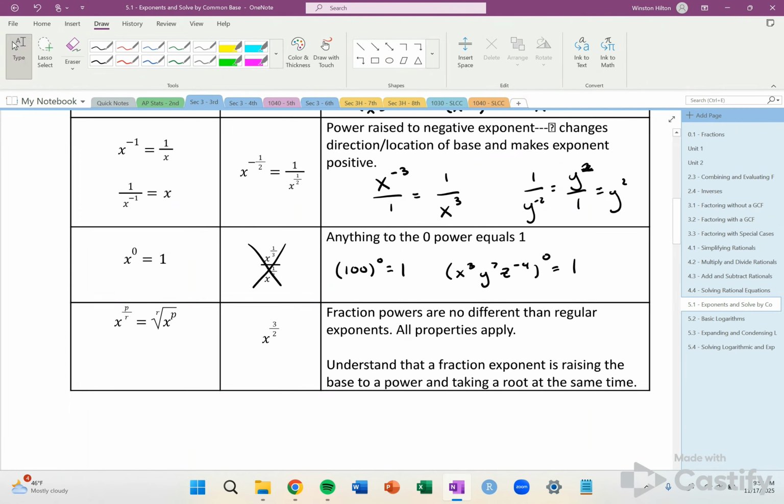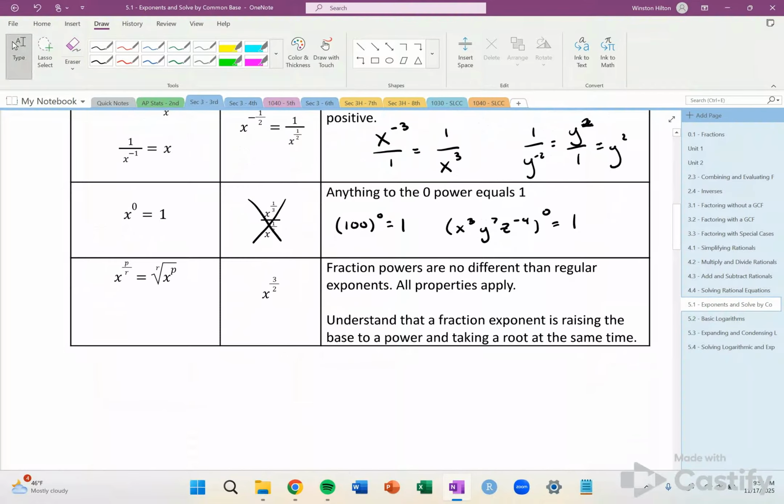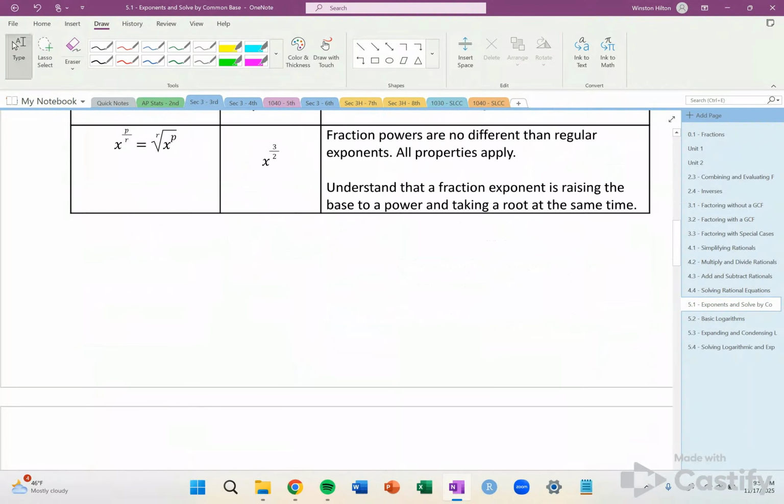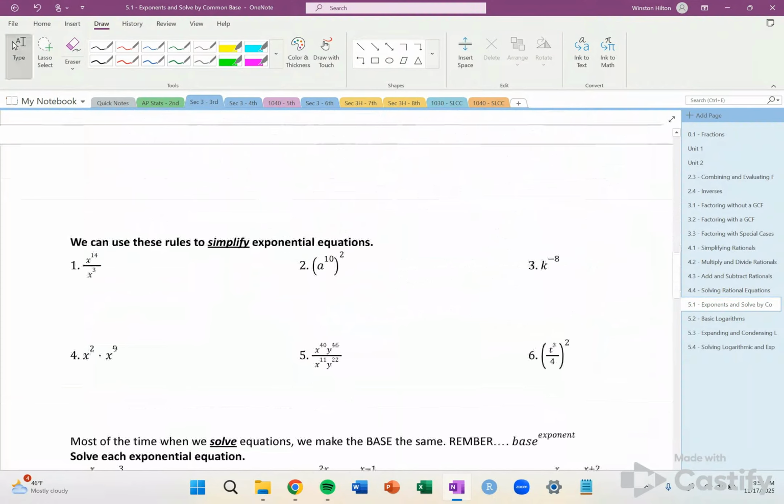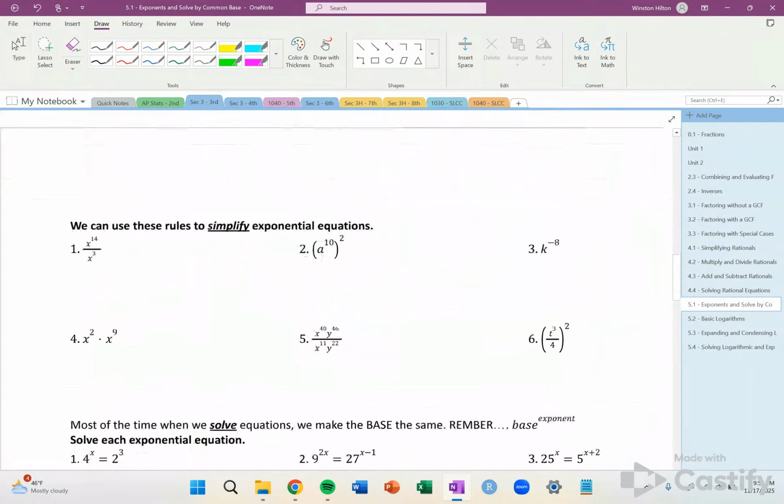This last property deals with converting between rational exponents and radicals. I don't think you actually need to know that for this section, so we're going to skip it. All right, we can use all of those exponent properties we just went over to simplify exponential expressions, right?